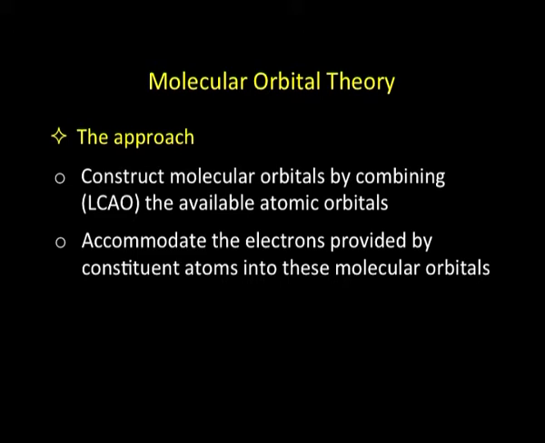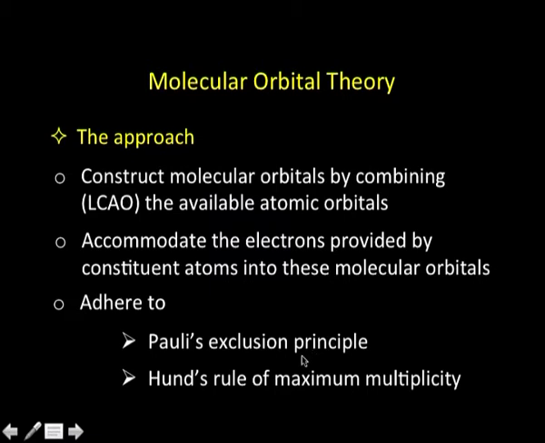Suppose there are two atoms, 1 and 2. We take the atomic orbitals of these two atoms, put them together, and generate the molecular orbitals. Then the numbers of electrons in the two atoms are added together, and those electrons are distributed amongst these energy levels, which are the molecular orbitals. In distributing electrons among the molecular orbitals, we have to adhere to the Pauli exclusion principle and Hund's rule of maximum multiplicity, as we did in the case of atoms.